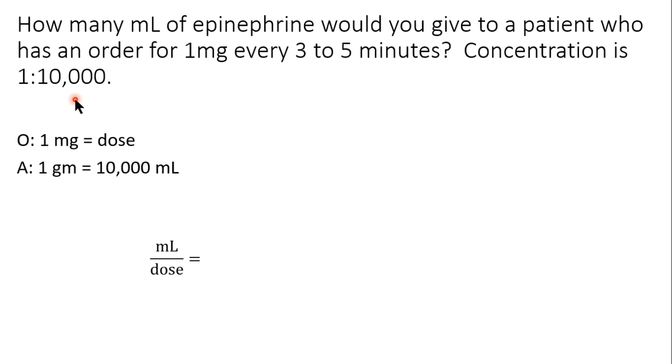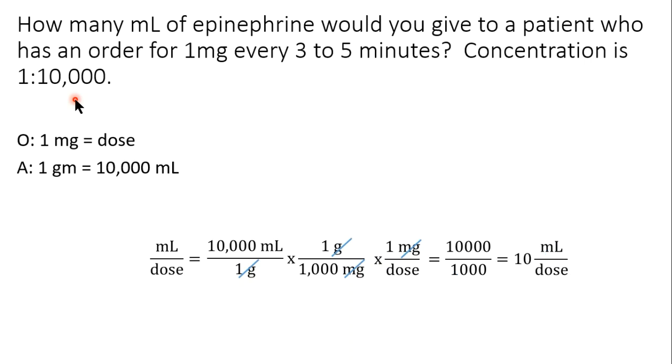We put the milliliters on top, so 10,000 milliliters divided by 1 gram times the conversion ratio between grams and milligrams, so times 1 gram over 1,000 milligrams, times the dose, which is 1 milligram per dose. The grams and the milligrams cancel out, so we just divide 10,000 by 1,000, which gives us 10 milliliters per dose.